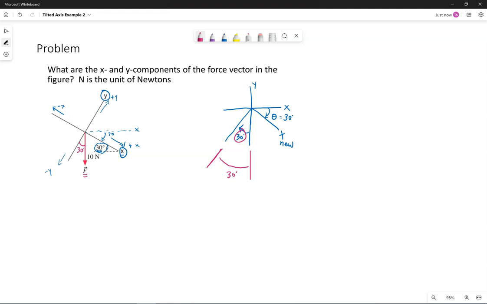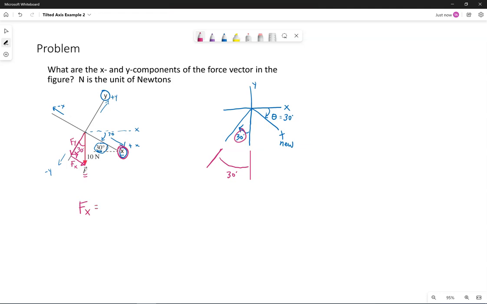So I like to draw my components in, my y component just along that y-axis. And then remember x and y have to meet at a right angle, 90 degrees. Right here has to be 90 degrees. So my x component ends up tilted just like our x-axis. So the x component is parallel to that x-axis.